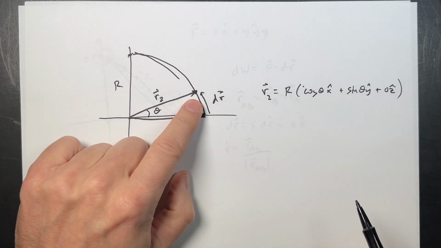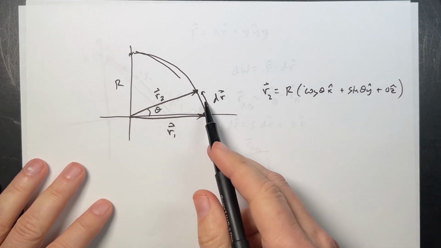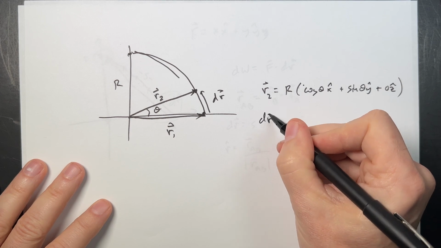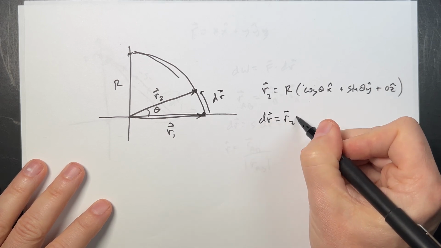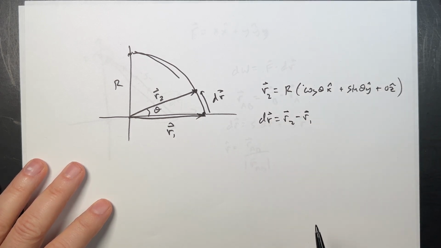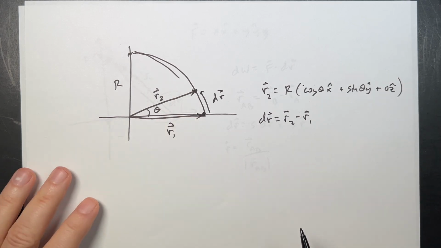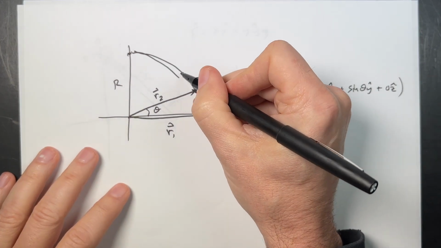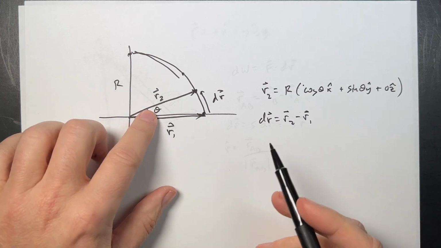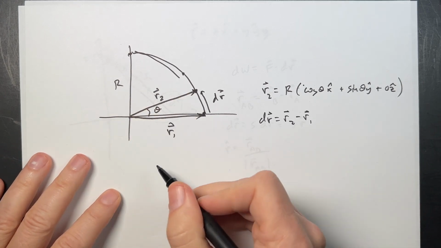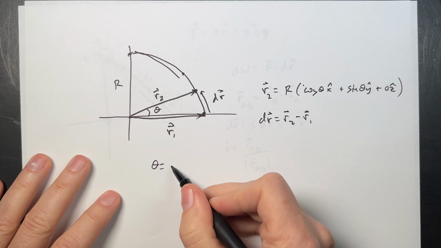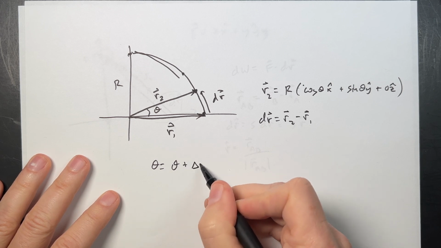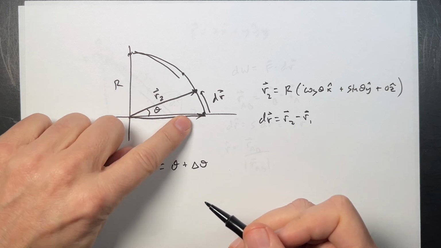So now if I know the new location, then I can find dr. I can just say dr is equal to R2 minus R1. Right? It's just the displacement. And now, how would I find the next point and the next point? What I'm going to do is just calculate these positions and say theta equals theta plus delta theta. So I'm going to have some delta theta, the amount that I move.